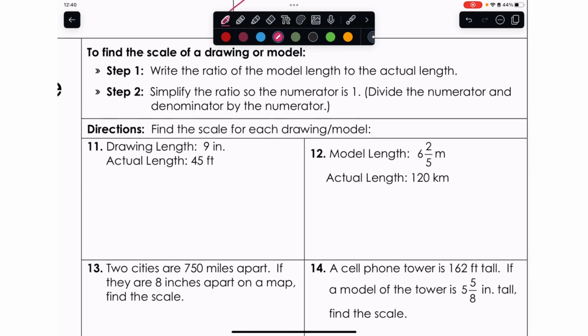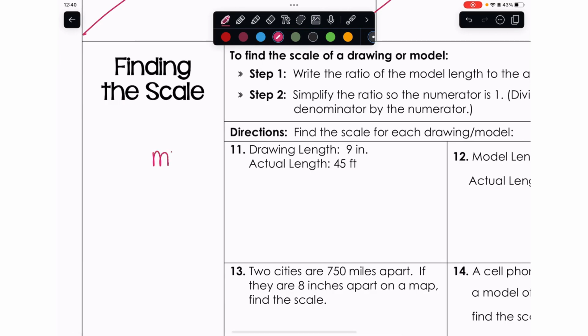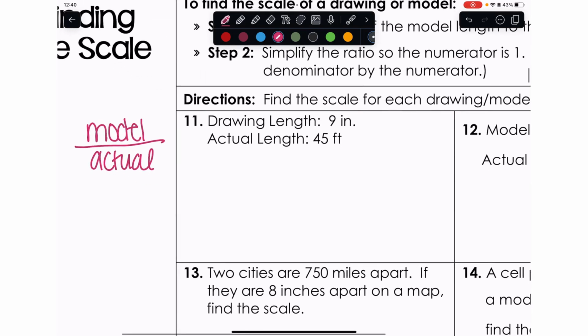So we have 2 steps here. The first thing we're going to do is write the ratio of the model to the actual. So that is the same thing that we had before. So we're going to start it the same way. Model size over the actual size. That stays the same, okay? So the model size for number 11 is the drawing length, okay? So the picture, the blueprint, the drawing, all of those are the same things.